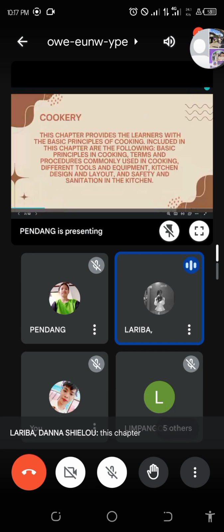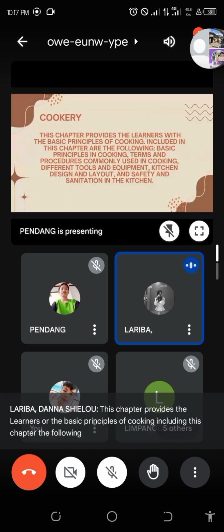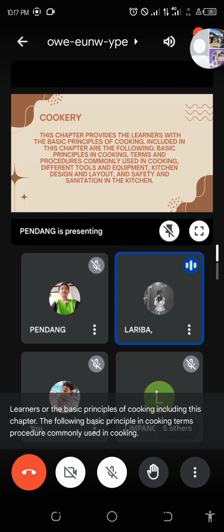This chapter provides the learners with the basic principles of cooking, including the following: terms and procedures commonly used in cooking, different tools and equipment, kitchen design and layout, and safety and sanitation in the kitchen.